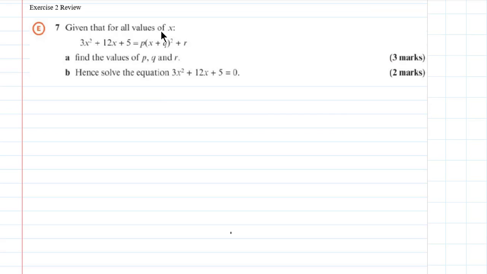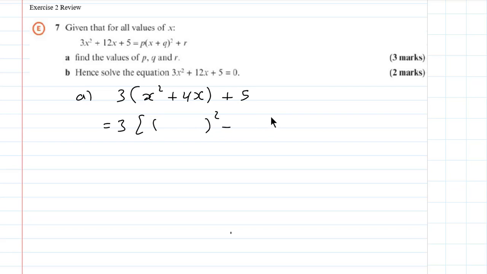7, given that for all values of x this expression would be like this, find p and q. Of course, it's a completing the square question. Okay, take 3 as a common factor at first, and then we have x squared plus 4x, and keep 5 away, right? Then it equals 3 big bracket, small bracket squared, minus, here I write x plus half of the coefficient, which is 2, and here minus 4, and then plus 5 here. Expanding again, it will be 3 times (x plus 2) all squared minus 12 plus 5, which is minus 7.